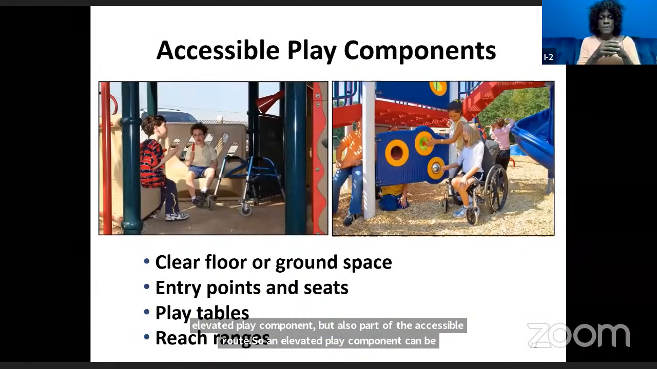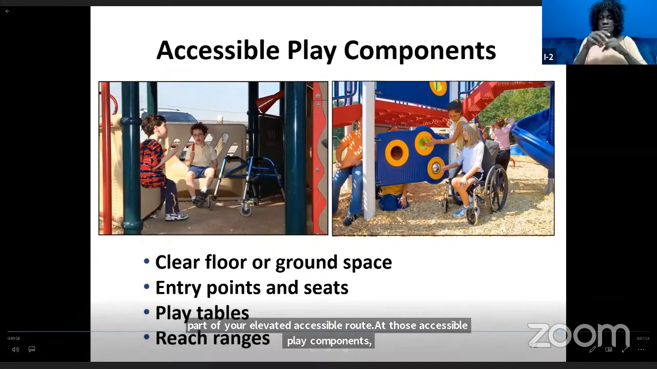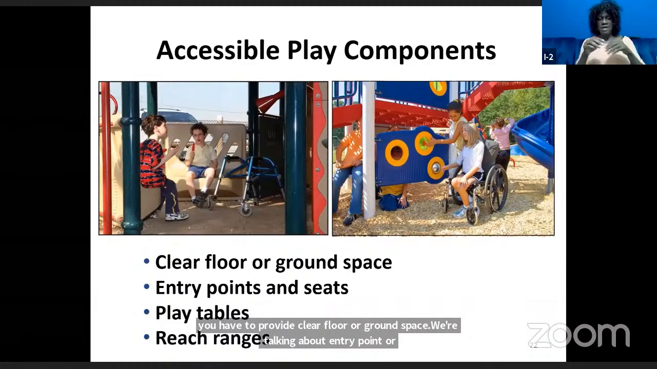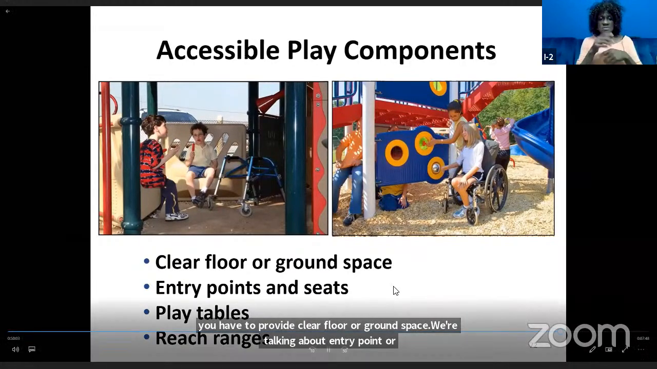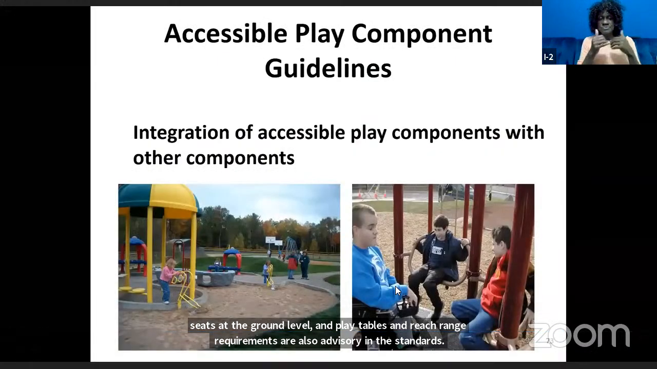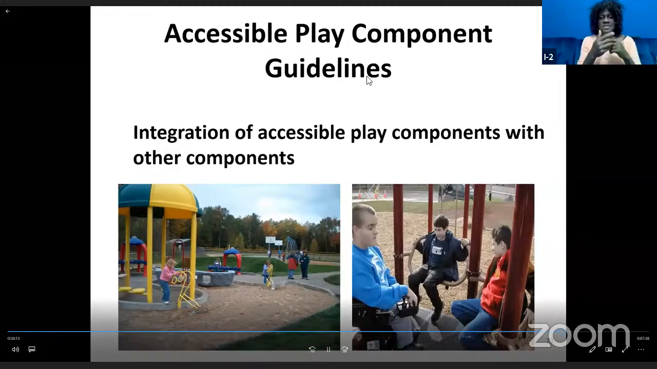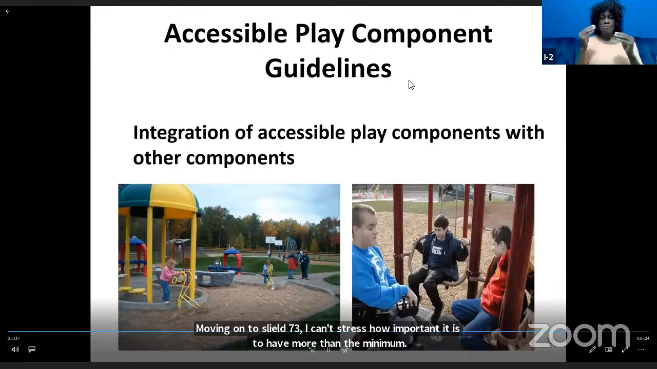At those accessible play components, you have to provide clear floor or ground space. We're talking about entry points and seats at the ground level, and play tables, and reach range requirements are also advisory in the standards. Moving on to slide number 73, I can't stress how important it is to have more than the minimum, surfaces that meet more than the minimum. It's so important to include opportunities.